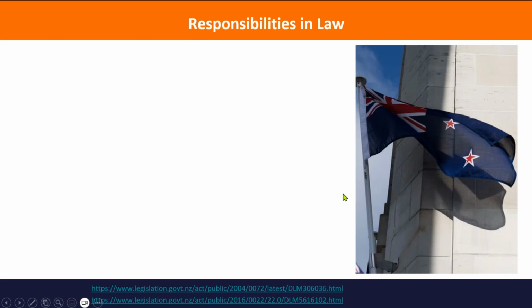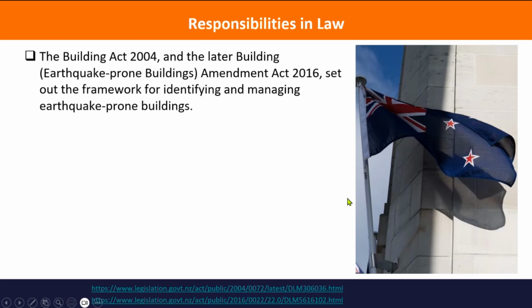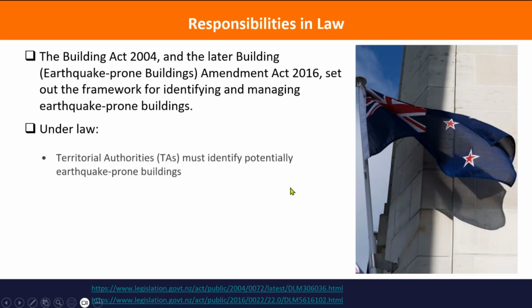So what about the law? There is, at the top of the tree, the Building Act 2004, which basically says, make sure your building stands up and doesn't kill anybody. There's an amendment, 2016, which is about earthquake-prone buildings, and this is where all this assessment comes from. So it sets out a framework for identifying the earthquake-prone buildings.